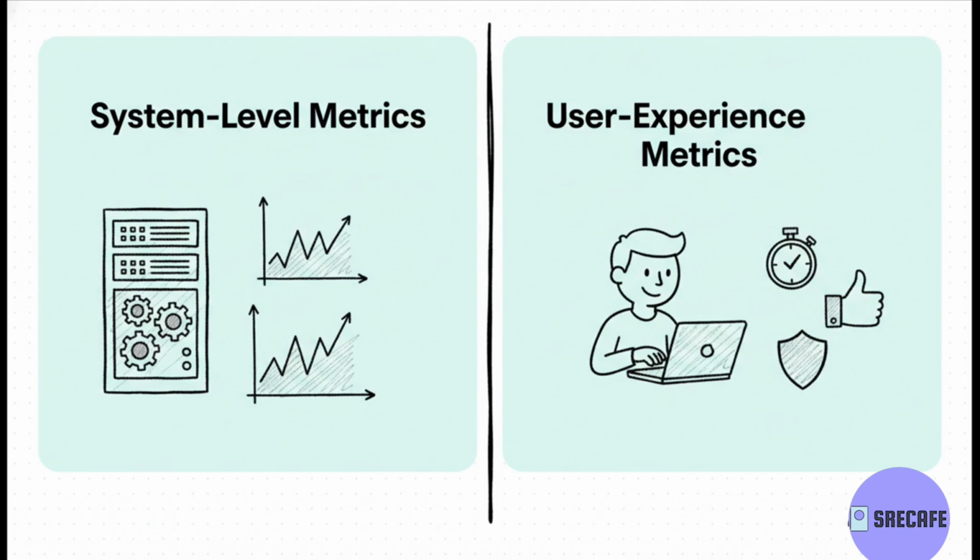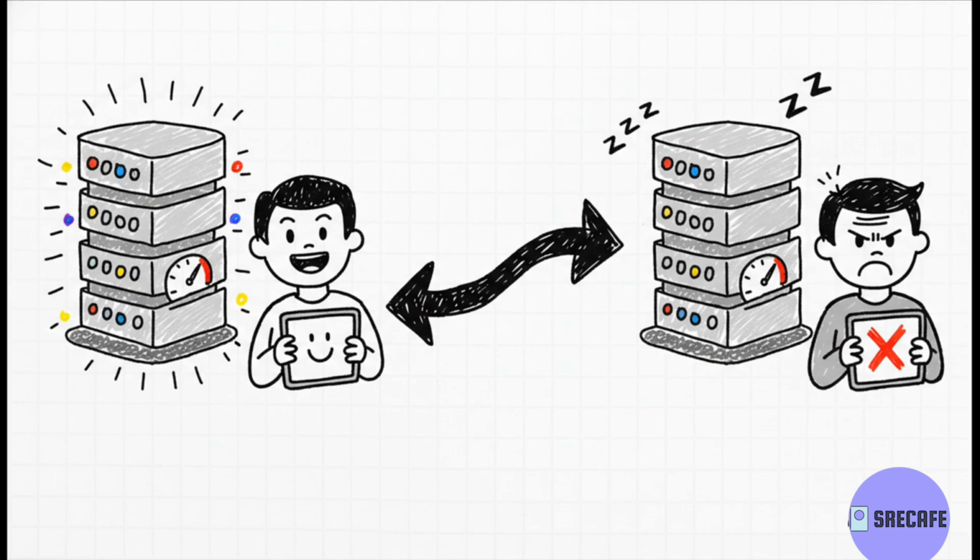Is the service up? Is it fast? Is the data I'm getting back correct and up to date? These are two totally different ways of looking at health. And here's the key takeaway. Focusing only on system metrics is, well, it's like a chef checking the oven's temperature instead of tasting the food.